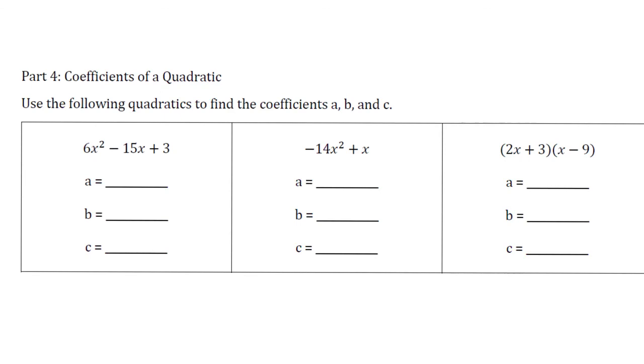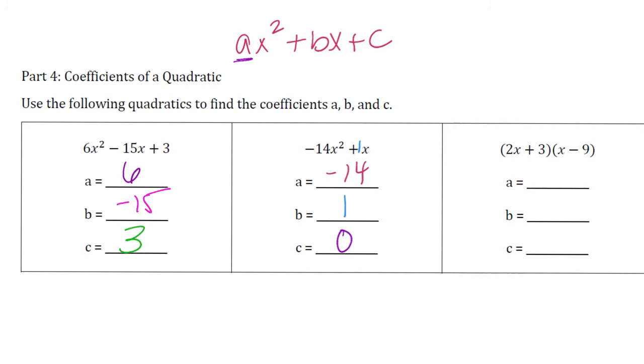All right, this last section here, remember it is asking us for the coefficients in front of our pieces. So a is always the number in front of x squared. So a in this very first one is 6. B is negative 15. Remember the signs have to come with it. And c is 3. On the next one, a is negative 14. B is 1, because just because there's not a number there, it's actually still there. It's just a 1 that's not written. And we don't have anything for c, so we write 0.